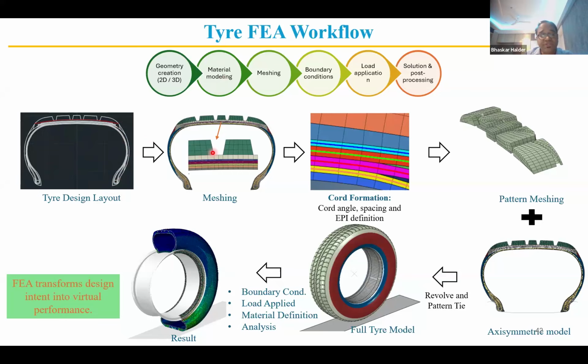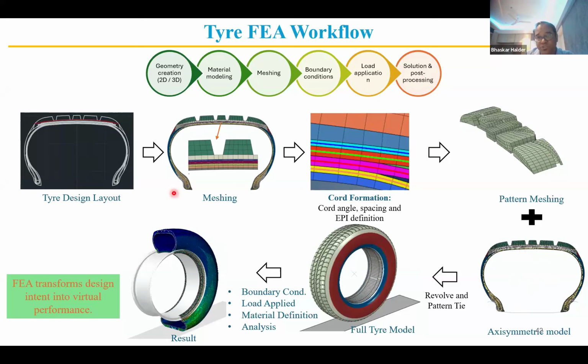Then this 2D model, we are meshing this 2D model. After meshing, it breaks into small elements. Then we have to put some boundary conditions, right? So what is the boundary condition? We are putting that the rim is rigid, okay. Then this type of boundary conditions we have to apply to the FEA. Then there is a load application. How much load I will apply, I have to give to the FEA simulations. And after that, there is the solution and the post processing.